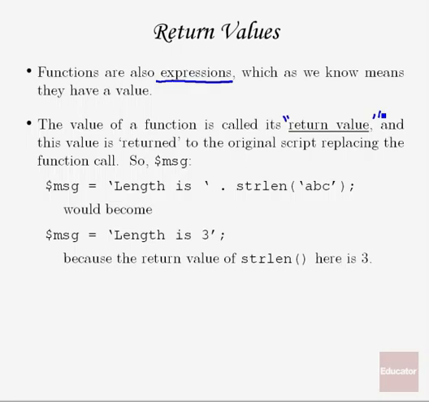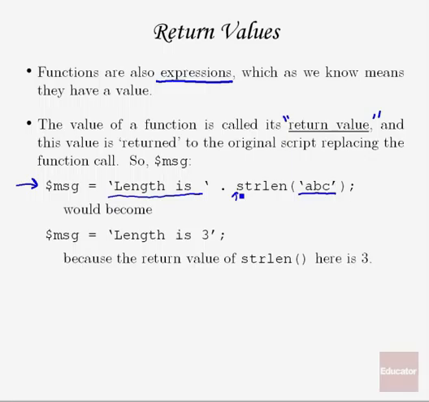So for example, if we have this line of code right here, we have a message variable and a string literal, and we're concatenating to it, using the concatenation operator we had learned about, the output or the value of the string lang function with the argument ABC. Now we just learned that string lang is a function that outputs the length of the string that's passed into it as an argument. So when PHP reaches this section of code right here, it's going to go and evaluate the string lang function.